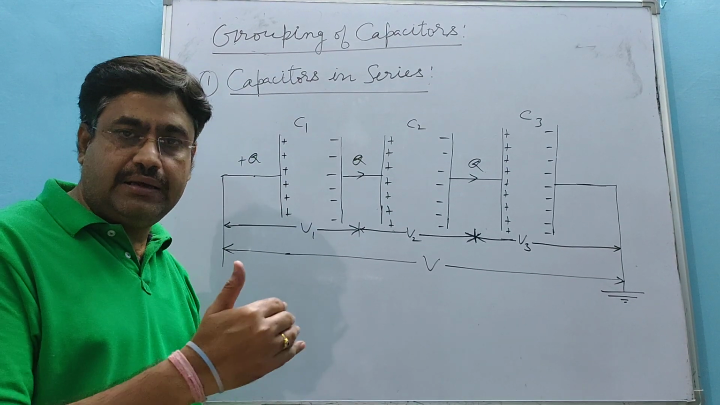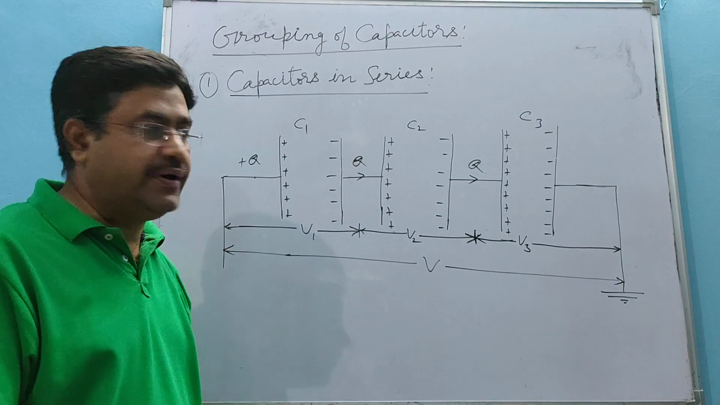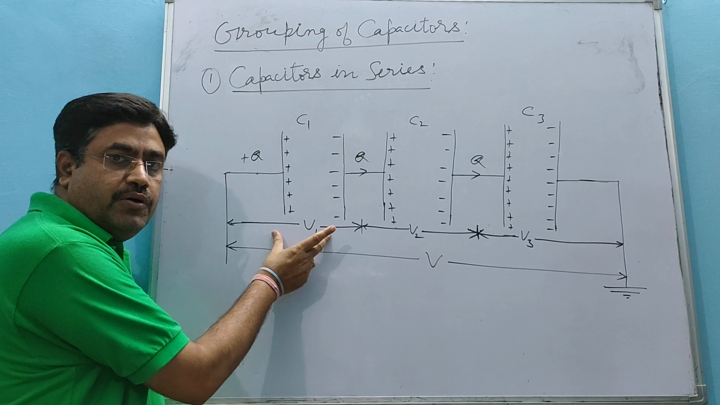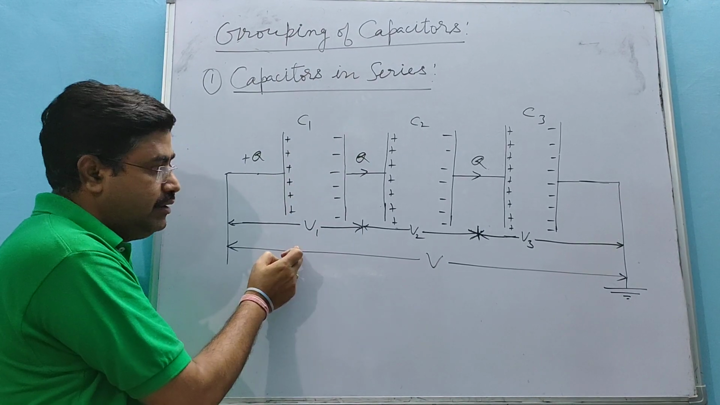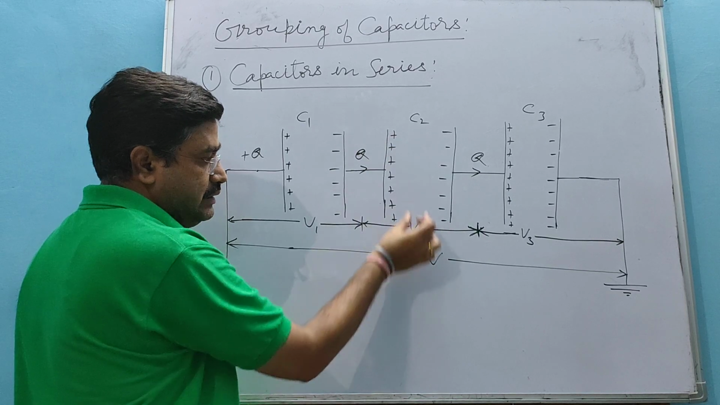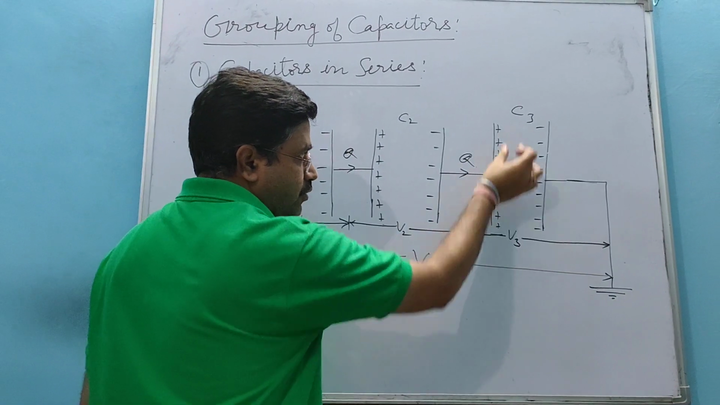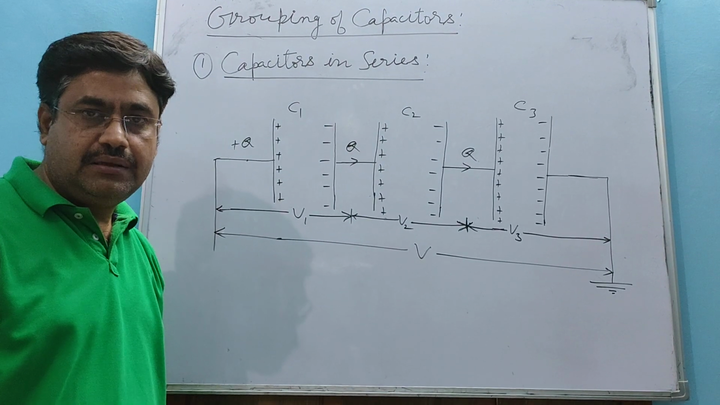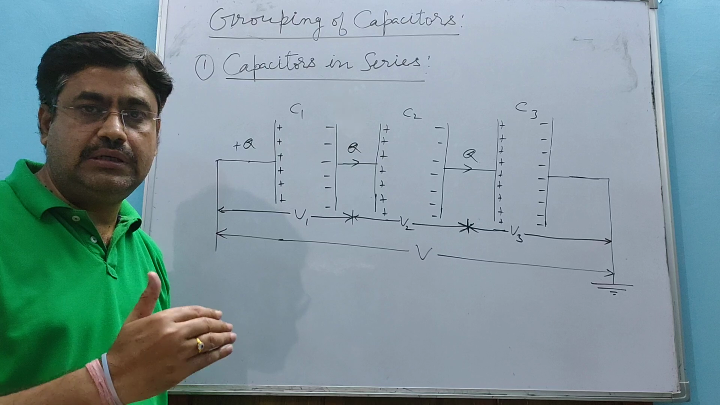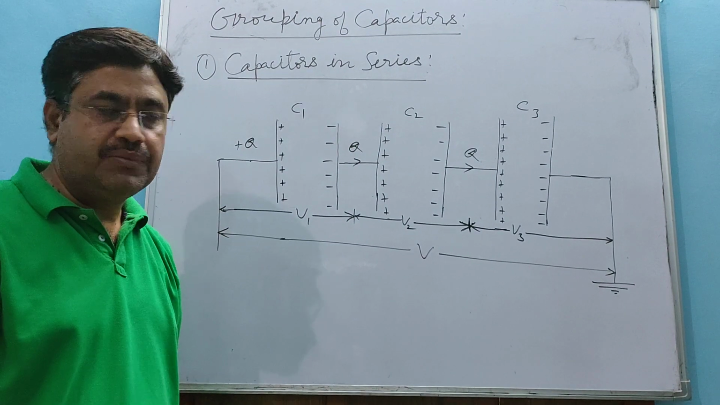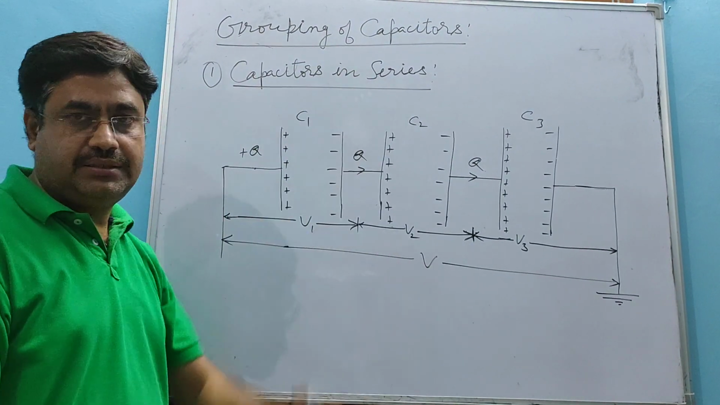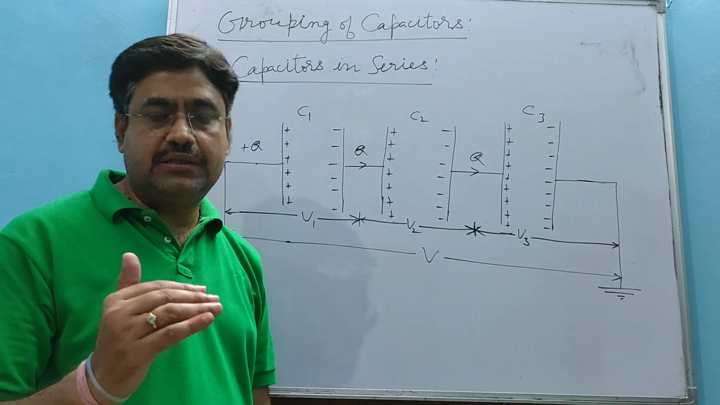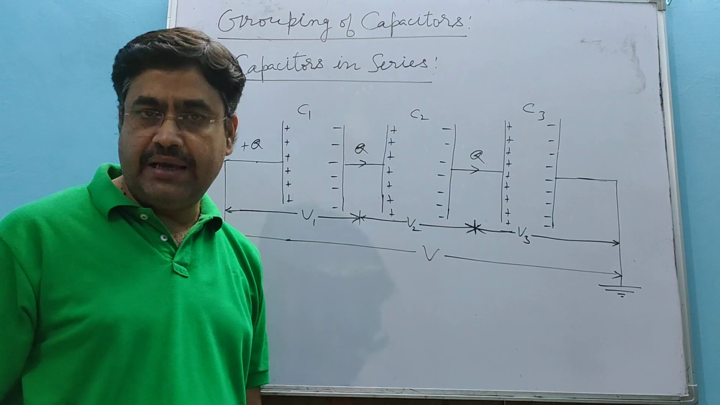Now we have another definition to identify the series combination. You see here there is a potential drop V1 across C1, potential drop V2 across C2, and potential drop V3 across C3. It means if in a path the potential difference across different capacitors is different, they are said to be connected in series. Another definition we can also use. Sometimes it helps us to solve the numerical problem.